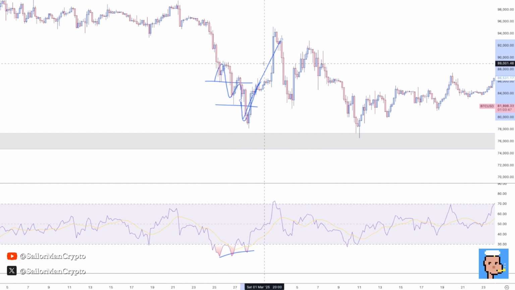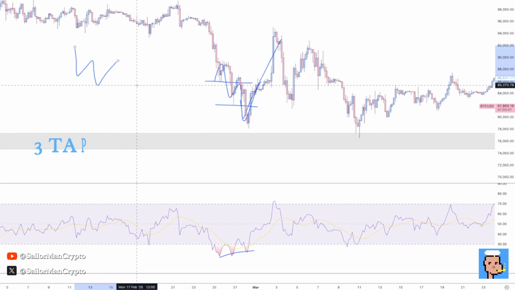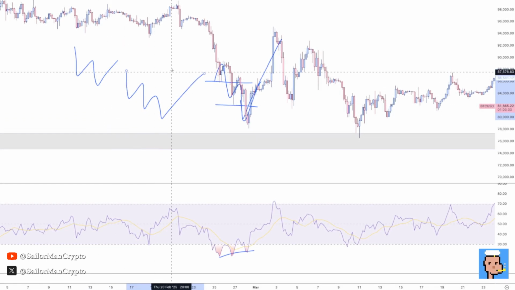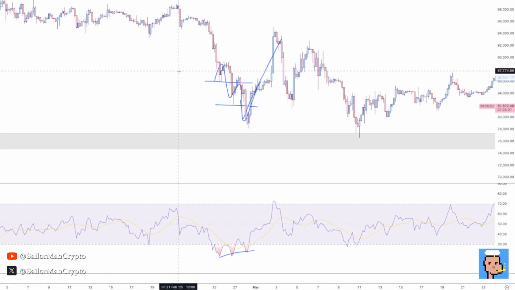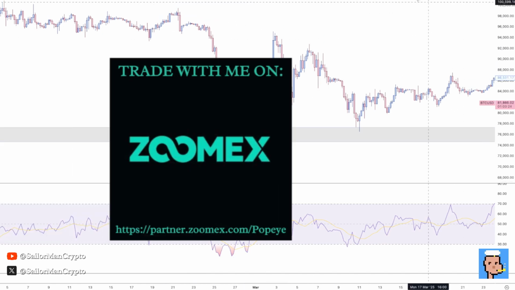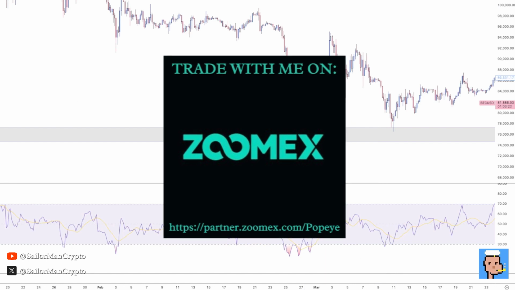a further move up. So whenever you see divergence with 2 taps, they are valid, not saying that they are not valid, but if you see divergence with a third tap, you have a further confluence that probably it is time to move to the other direction. So these are a few of the tips, then we will see how to develop some trade setups.